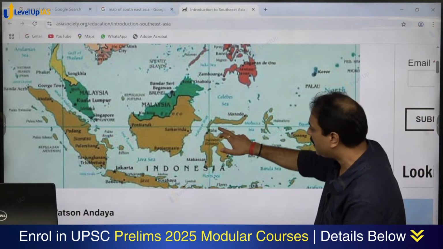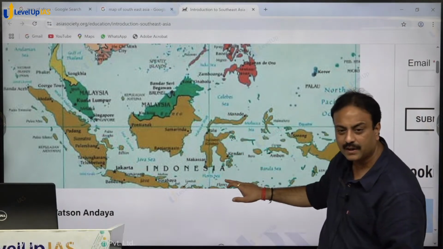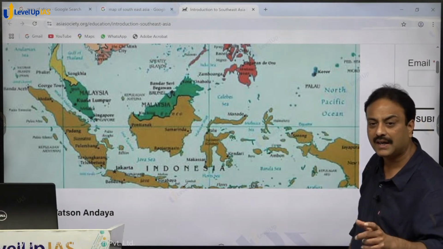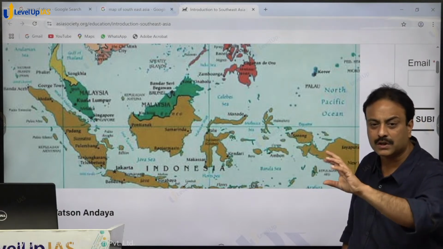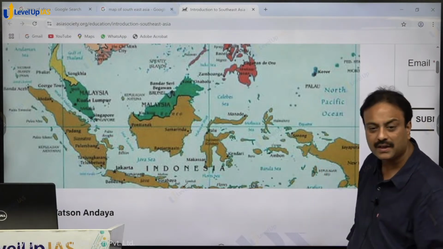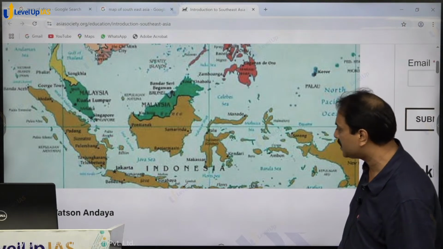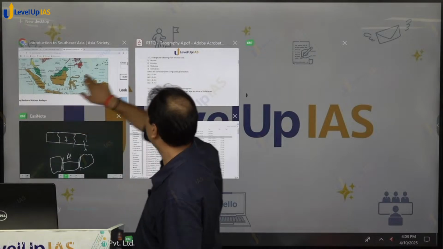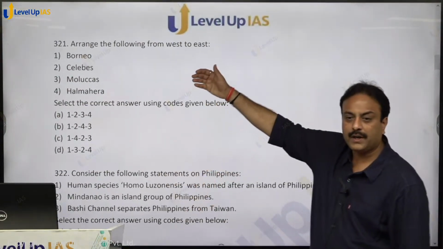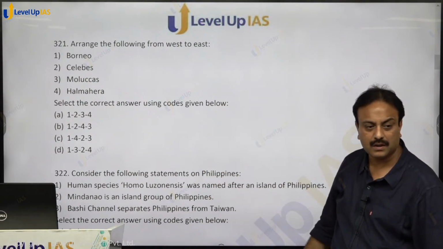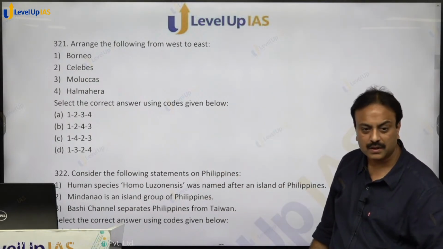See, if you look at this particular island group, distorted letter K, all are in the shape of a distorted letter K. जैसे K letter लिखा हो उसको distort कर दिया जाए. All islands are in this particular shape. Are you getting? Yes or no? 100%. So Borneo, Celebes, Moluccas, Halmahera. Confusion? Clear?